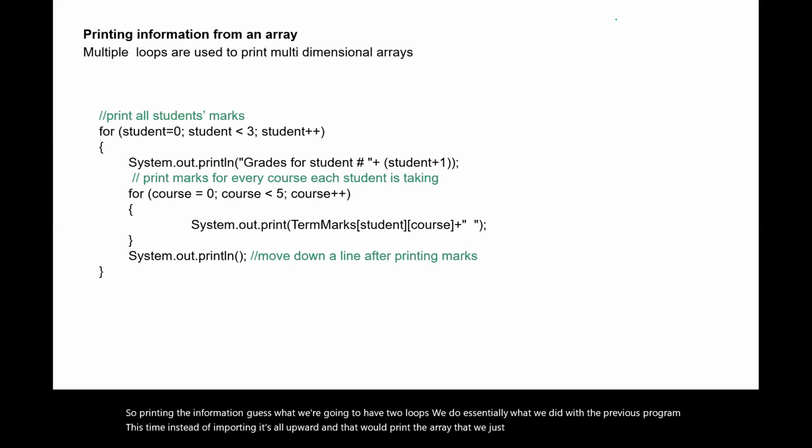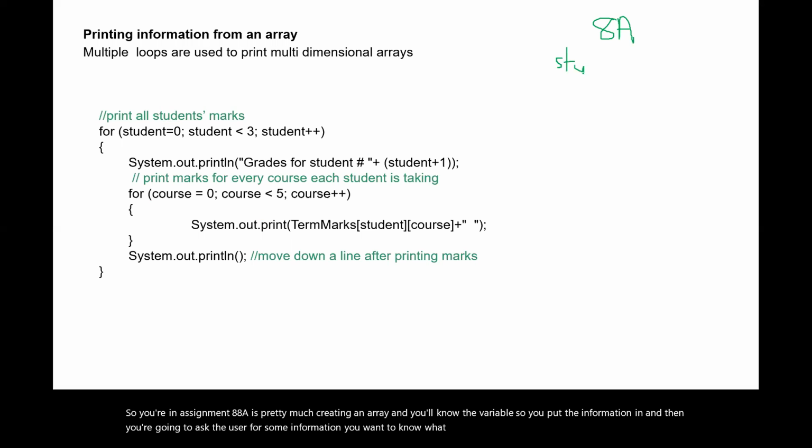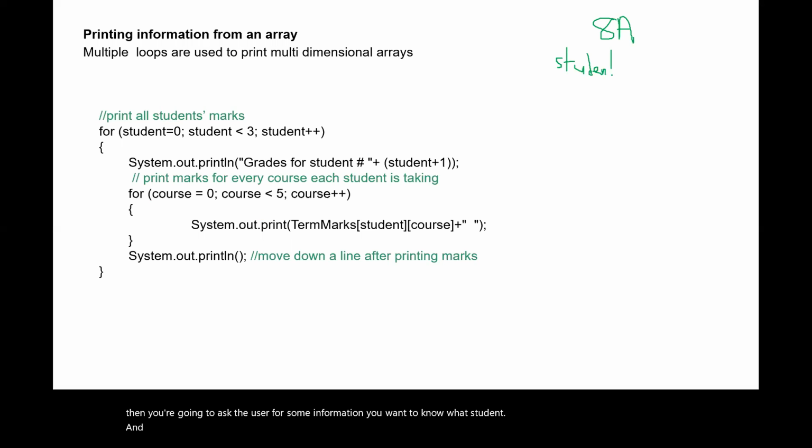So you're in assignment 8. 8A is pretty much creating an array, and you'll know the variables, so you put the information in. And then you're going to ask the user for some information. You want to know what student and what course. So ask them 3 questions. Which student, which course, and then what is the new mark?